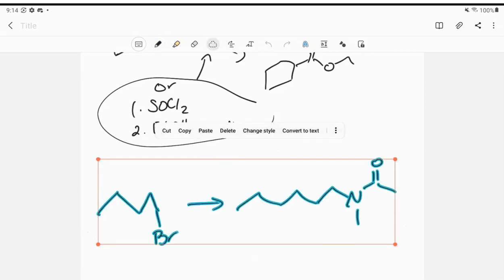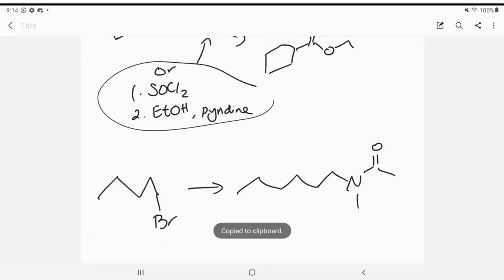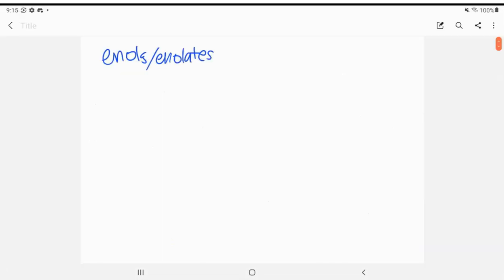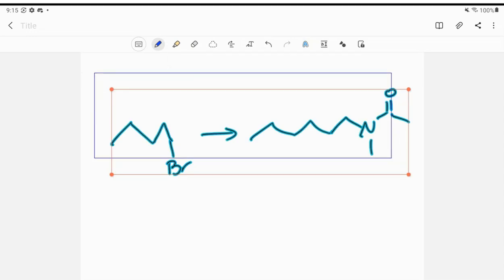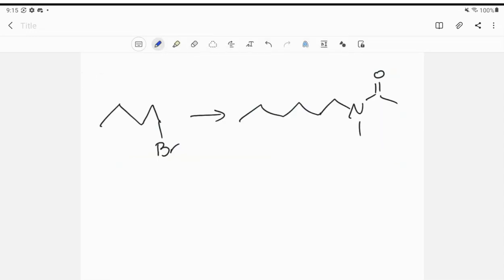Let's copy this onto today's notes. Goodbye, enolates. We'll do them in a little bit. Okay. All right, so apparently I had asked y'all to do this. So what are we thinking in terms of synthetic routes here?